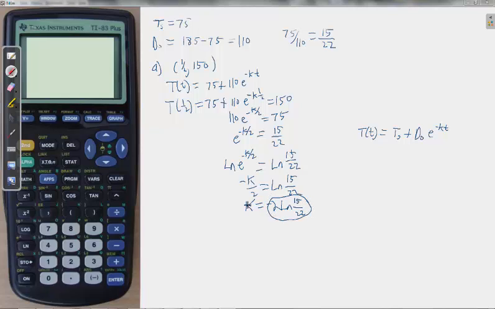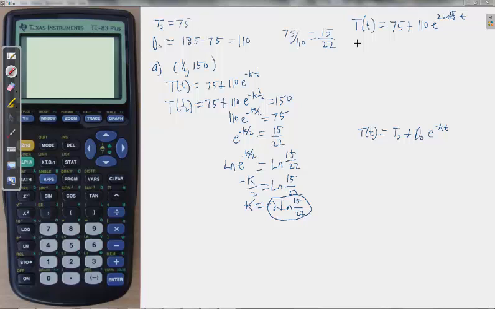We're good. So now we know what the actual formula is. T of t equals 75 plus 110 e to the, let's see, negative k, so 2 ln of 15 over 22 times t.